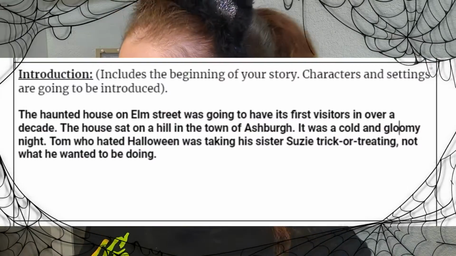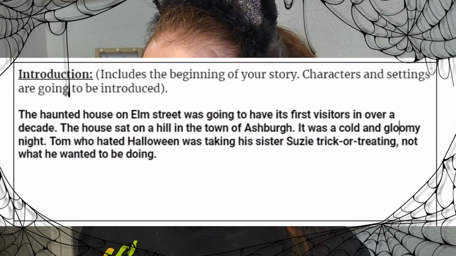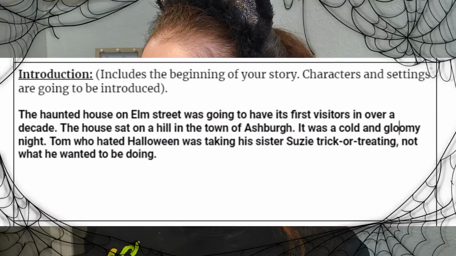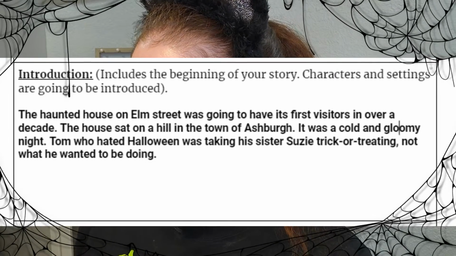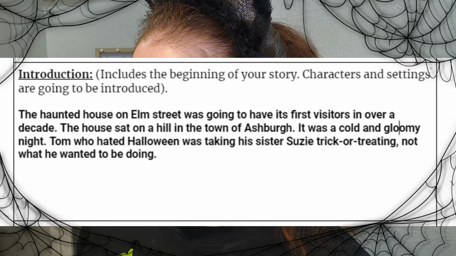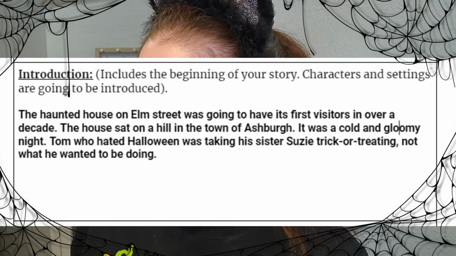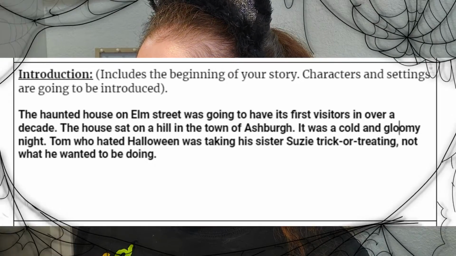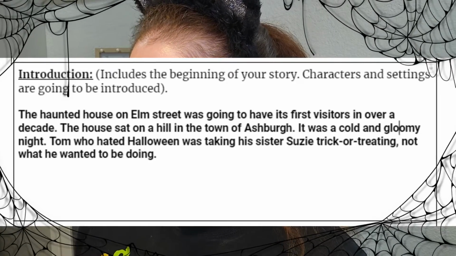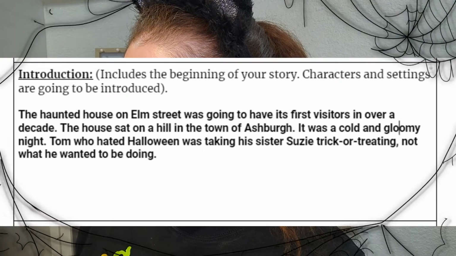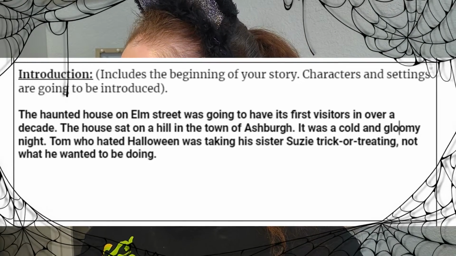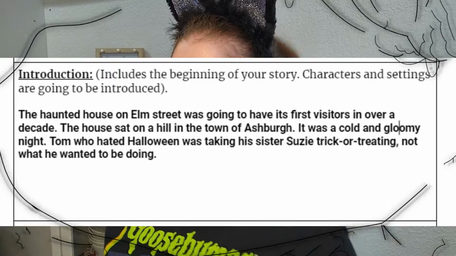So let's look at the teacher example. The haunted house on Elm Street was going to have its first visitors in over a decade. The house sat on a hill in the town of Ashburn. It was cold and gloomy that night. Tom, who hated Halloween, was taking his sister Susie trick-or-treating. And it was not what he wanted to be doing. So that is my teacher example.